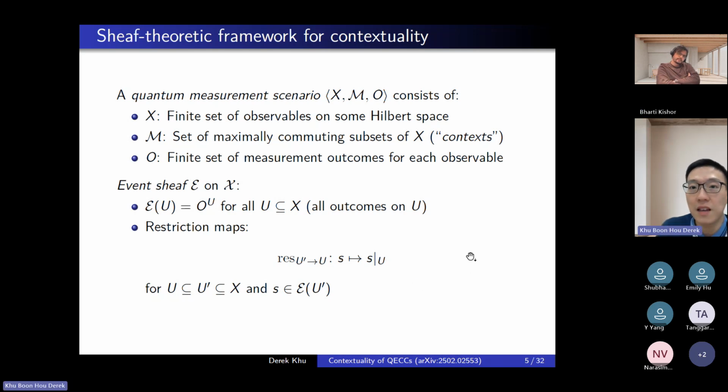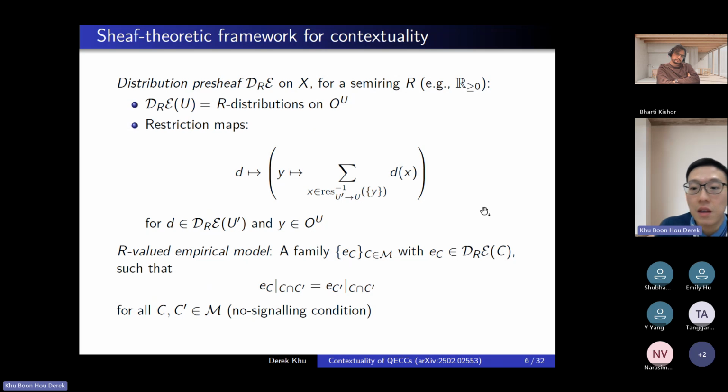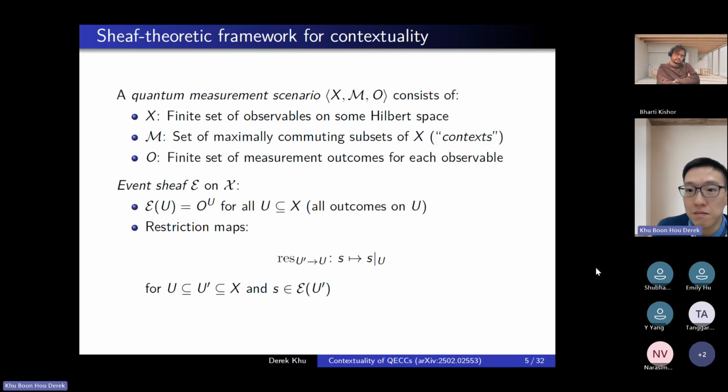Okay. Is this definition clear? Yes, no, any questions?